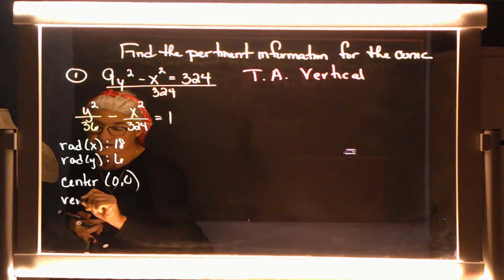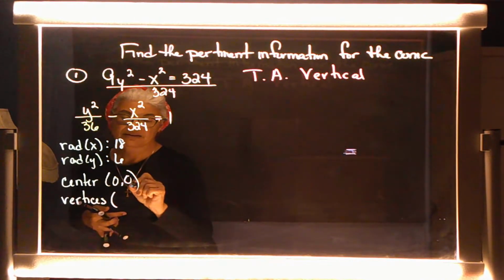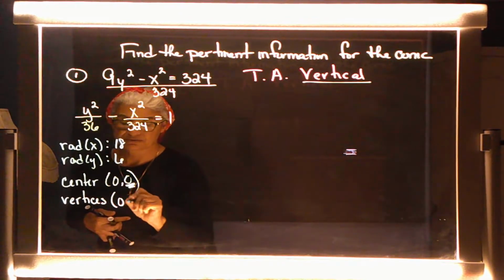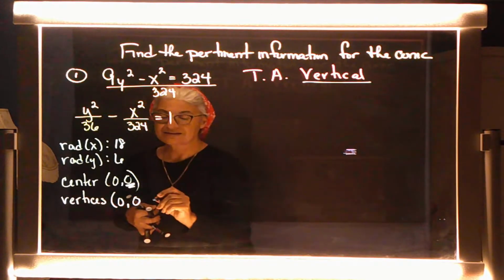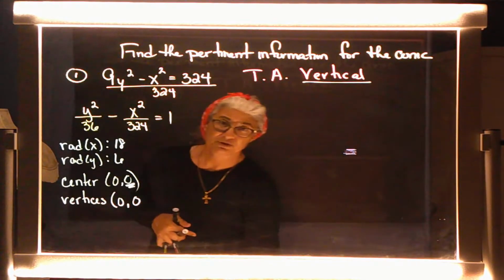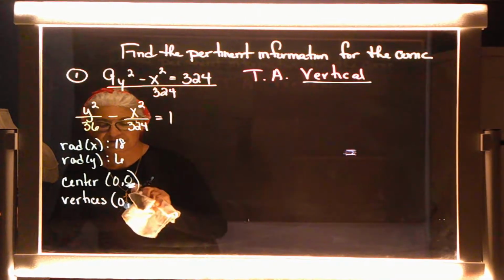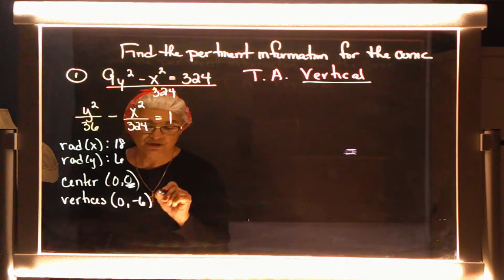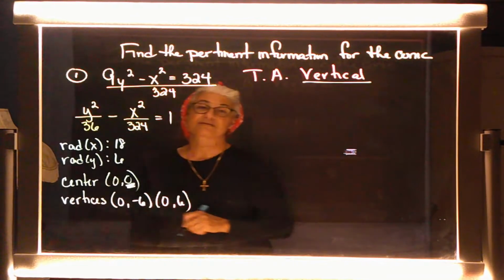Okay, vertices. Which coordinate is changing? The h or the k? Good, the k, because it's vertical. So 0, minus the 6, right? What's 0 minus 6? Good, negative 6. So I'm just going to write negative 6 here, because you guys know this. And the other one would be 0 plus 6, which just gives me 6.